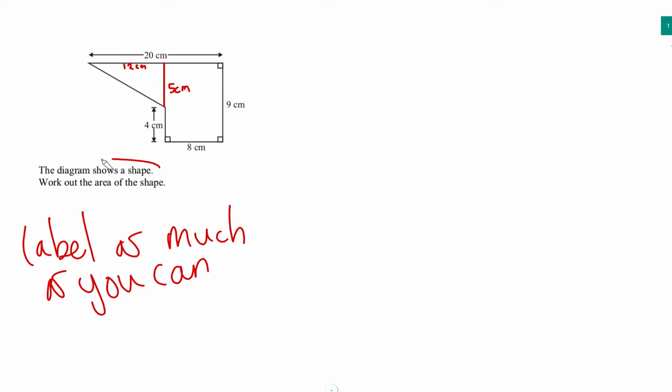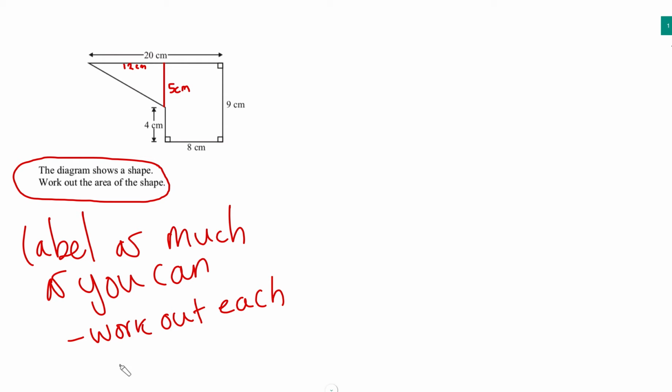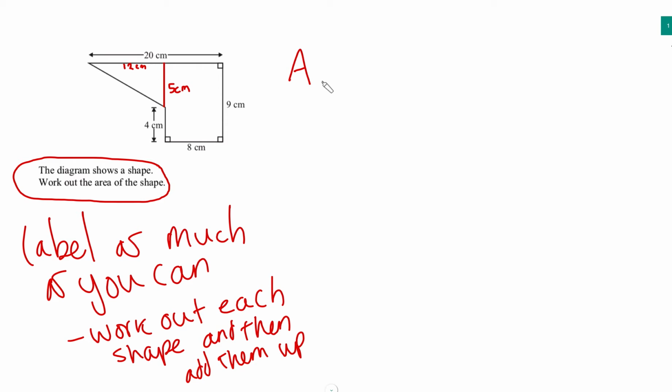Then it says work out the area. So to work out the area, work out each individual shape and then add up. The first thing I'm going to do is work out the rectangle. To work out the rectangle, obviously it's length times width. So 9 times 8 is going to be 72. So the area of the rectangle is 72.